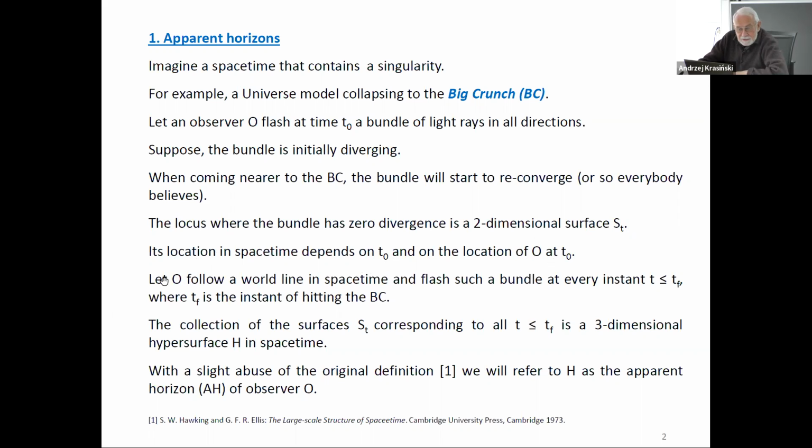So suppose the observer O follows a world line in space-time and flashes such a bundle of light at every instant before hitting the final singularity. So the collection of all those surfaces ST corresponding to all the times before the final singularity is a three-dimensional hypersurface H in space-time. Now, this is not quite in agreement with the original definition by Hawking and Ellis, but with a slight abuse of the terminology, I will refer to H as the apparent horizon of the observer O.